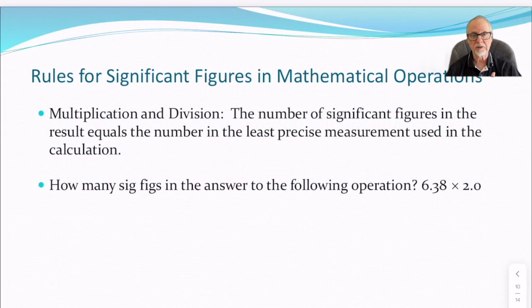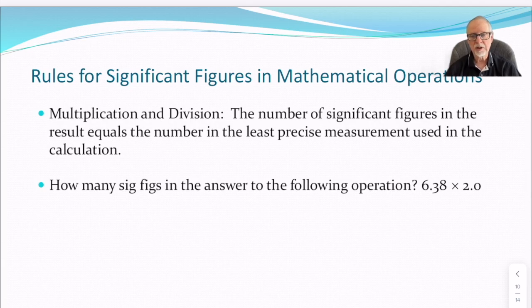If it's a multiplication or division, what we're going to do is look at all the significant figures involved in that calculation, and the number of significant figures in our result is going to be equal to the least number of significant figures in the numerical values in our data that we're using to do the calculation.